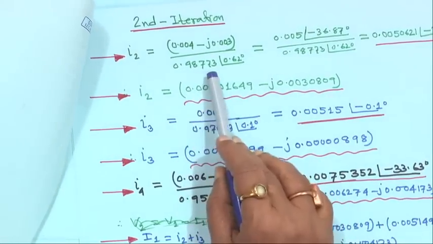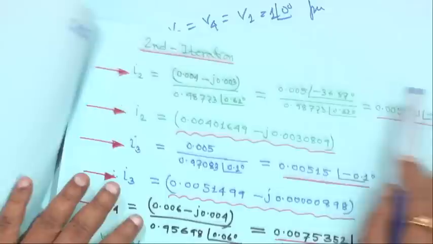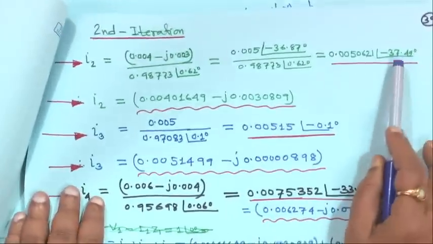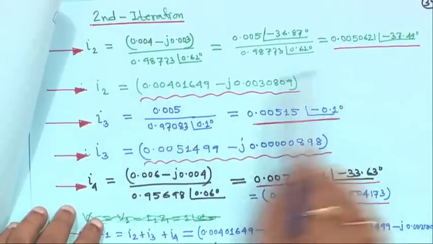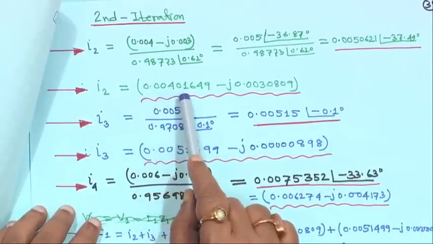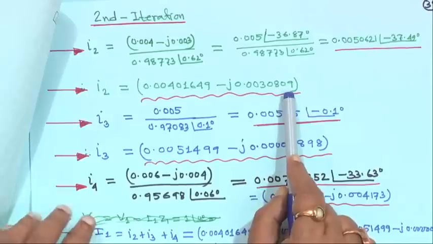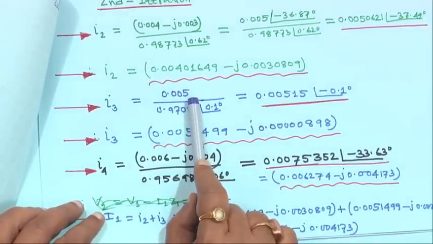So, it will be 0.98773 angle 0.62 degree. If you just simplify, then I 2 will become 0.005061 angle minus 37.49 degree. So, I 2 is equal to 0.00401649 minus j 0.0030809. Similarly, I 3 is now only PL because QL has been compensated.